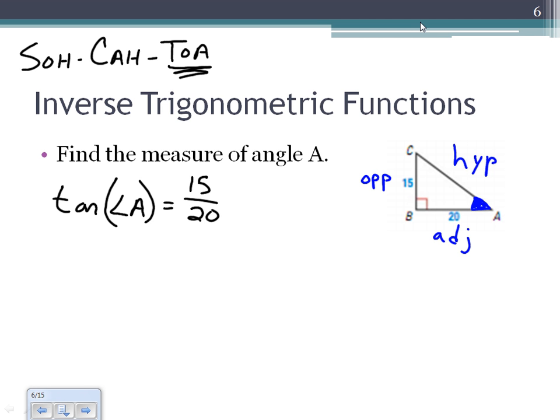Now, notice that this is very different from what we had last time. Last time, we needed to find the side. This time, we need to find the angle. When we need to find the angle, we use what? The inverse. So how would I set this up then? So use the inverse. You could simplify it. You could also just leave it.